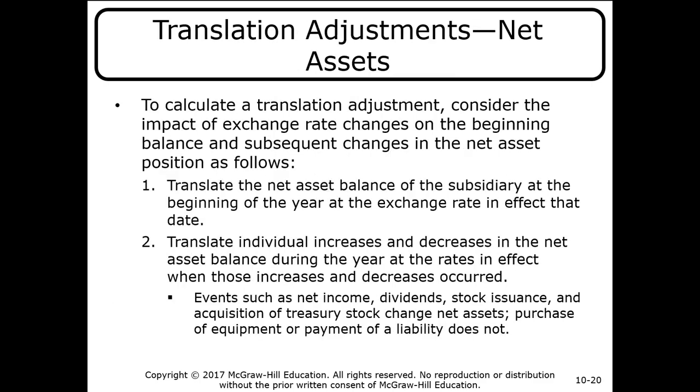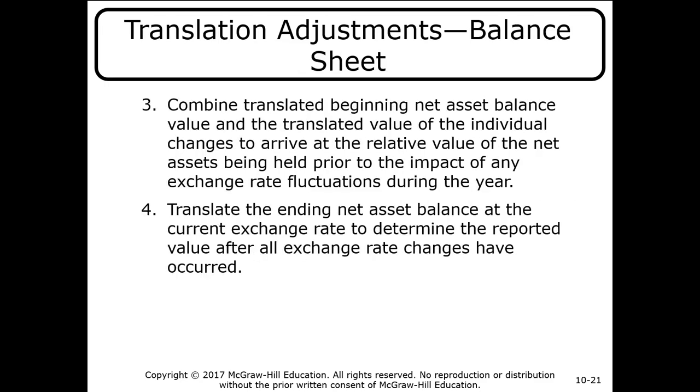All assets are done at the spot rate at the balance sheet date. So all assets, cash all the way through intangibles, are at the current rate at the balance sheet date. Liabilities are done the same way, and then we have the retained earnings calculation from the statement of retained earnings.